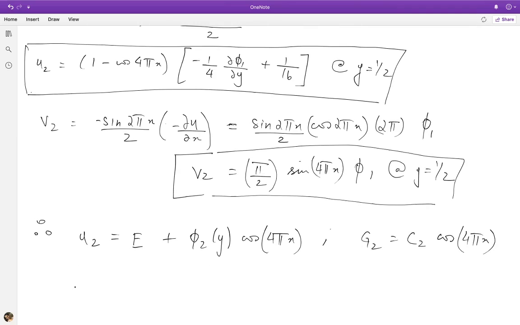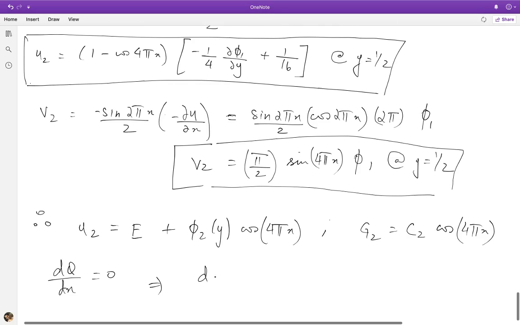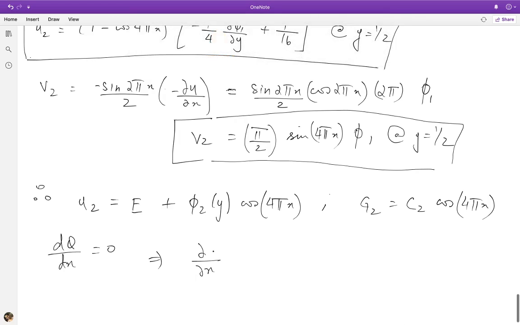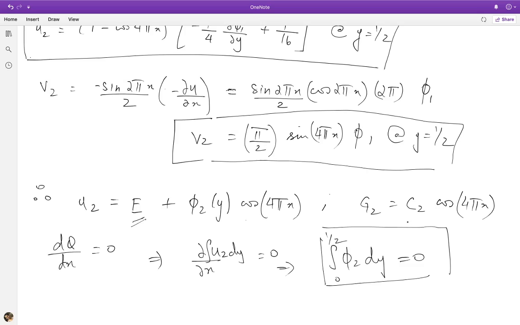before, the condition that dq dx is equal to 0 on this solution would simply imply at this order that dou x of the integral of u2 dy must be equal to 0. So the most important thing in u2 which will affect the flow rate is this constant, because this x dependent part will simply lead me to conclude that the integral of phi2 dy from 0 to half must be equal to 0. This would in fact be used as my third condition in order to determine the unknown constant C2 when I'm solving for U2.